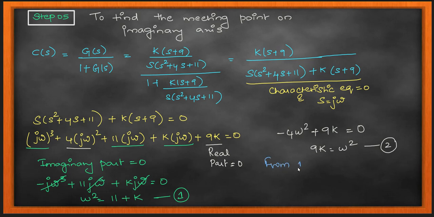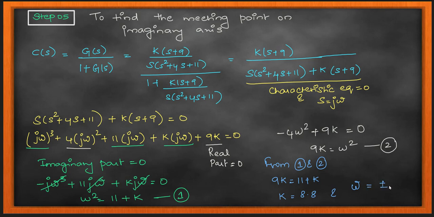If you look at this, I'm doing the meeting point computation on c of s, and that is obtained by g of s divided by 1 plus g of s into h of s. But h of s is 1, so I've not written it there. It's not meant to confuse you, but I should have written h of s there.